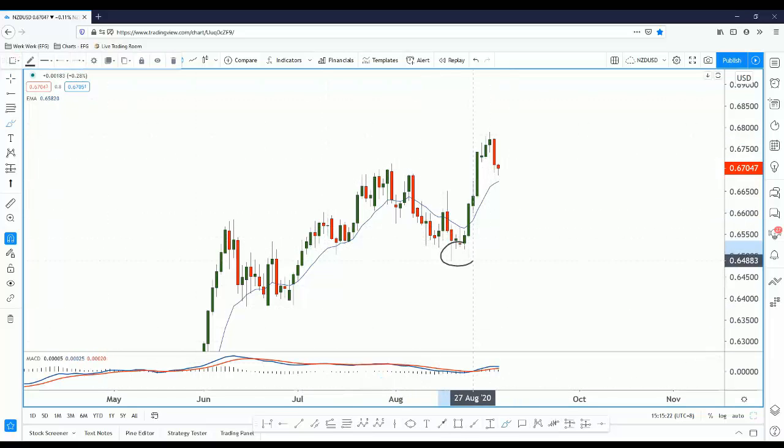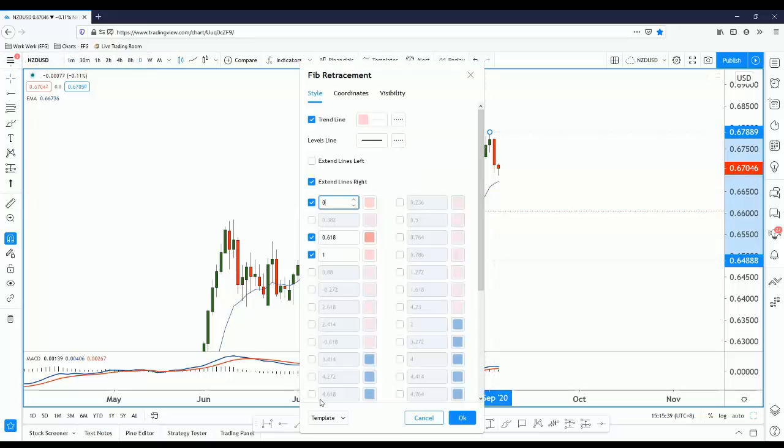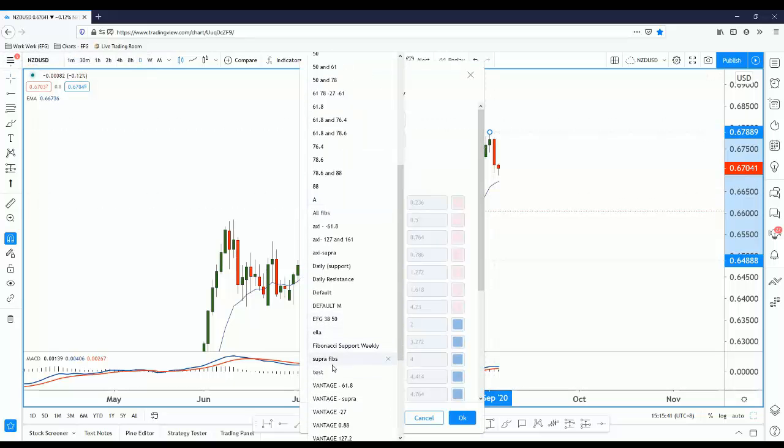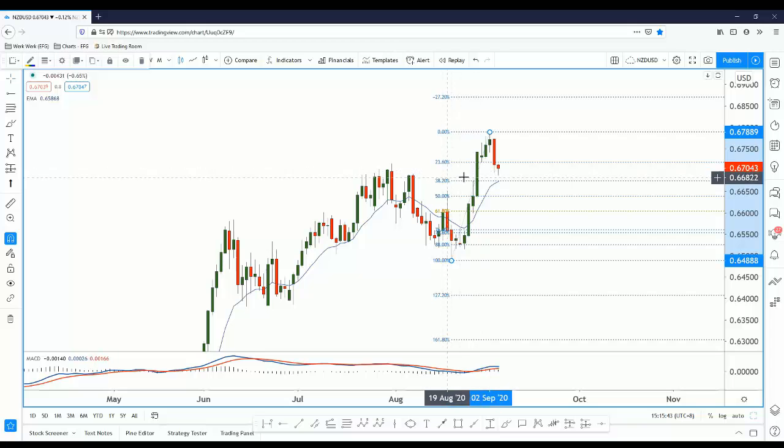the Kiwi made a low here and then pushed up to a high here before pulling back. Okay, however, a good point to note is that the Kiwi actually pulled back to a sort of graphical overlap level. So let's use a retracement from the low to the high. We open up the Fibonacci retracement levels. We see that price is coming close to 38.2, and there is sort of a graphical overlap level here.